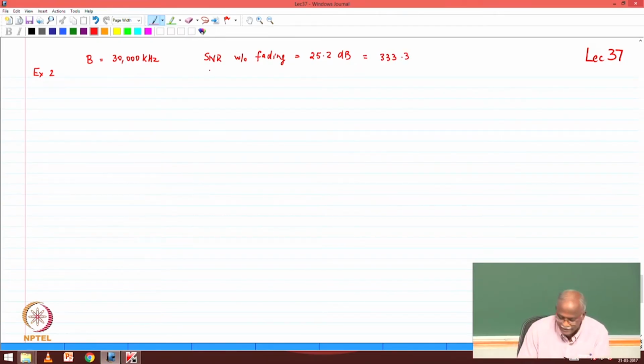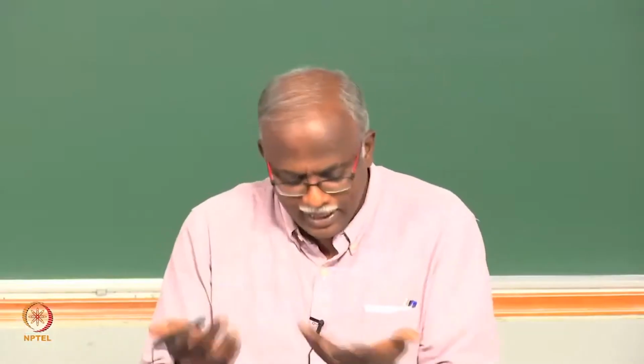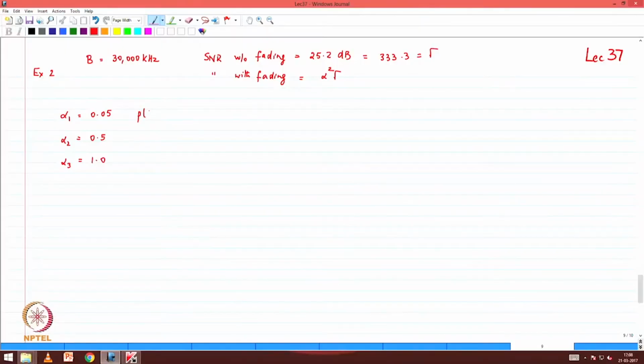Now the instantaneous SNR with fading, we can call this gamma, will be equal to alpha squared times gamma. That's the instantaneous SNR. Okay. So this is an example where there are 3 SNRs possible. Alpha 1 equal to 0.05, alpha 2 equal to 0.5, and alpha 3 equal to 1.0. So it's either at the nominal SNR or worse than the nominal SNR. Again, it's a constructed example, more for illustrative purposes. Now, what's going to be very important is the next column.